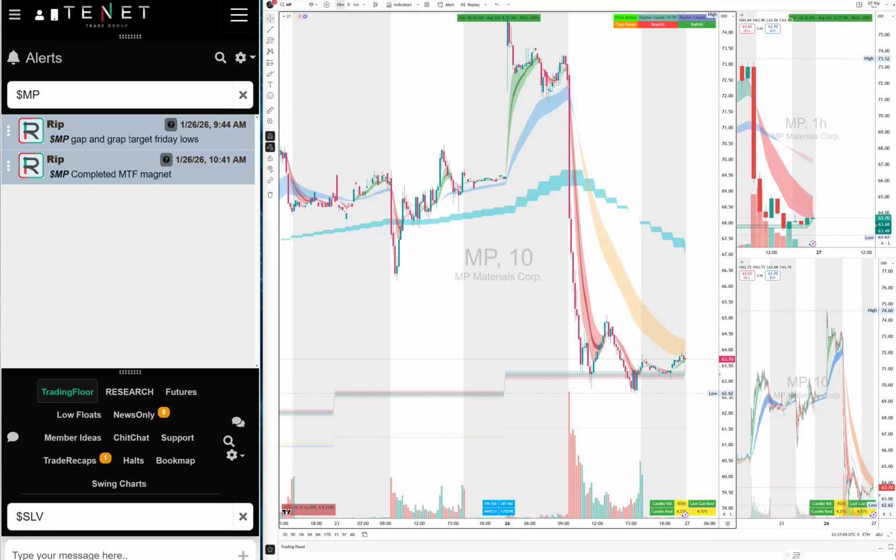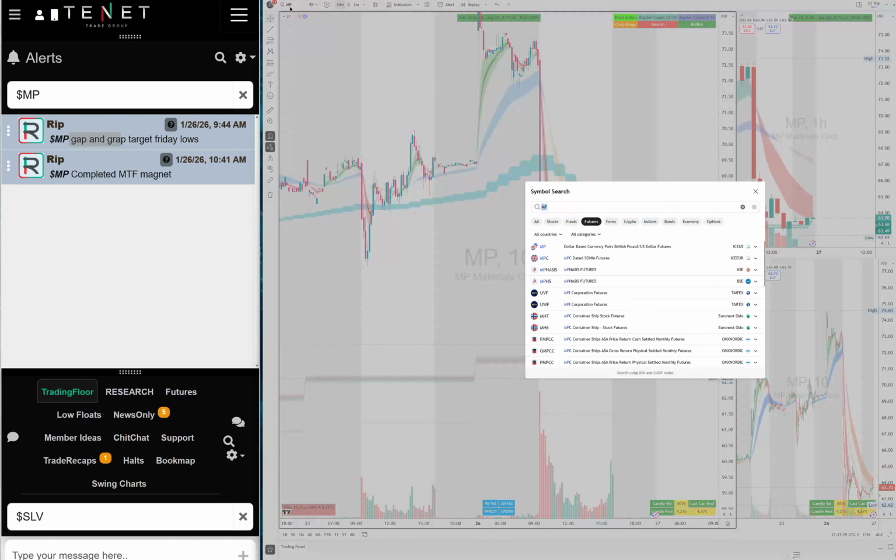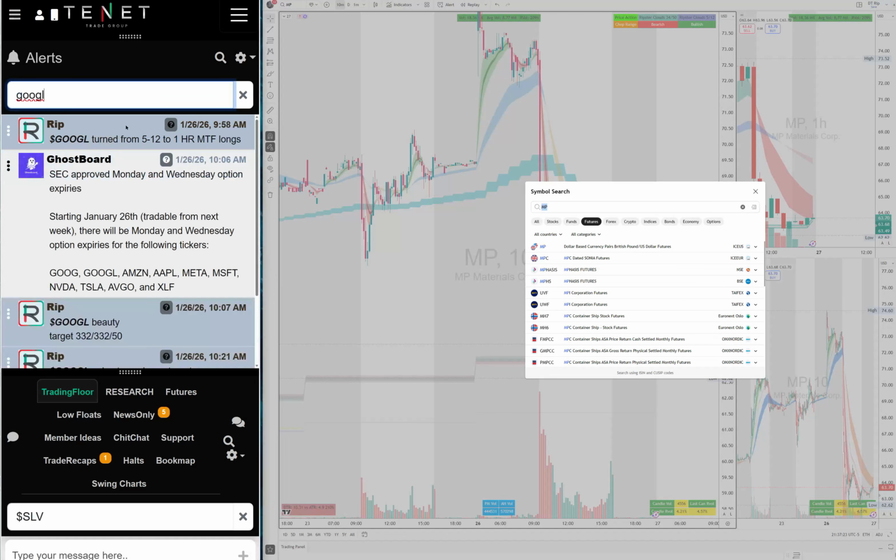I gave the target of Friday lows on the gap and crap, but we got much more than that. You see that we gap and crap, we did hit Friday lows, and then we hit the MTF magnet there on MP gap and crap setup. So similar gap and crap was the USAR. So let's see what else we did here in the community.